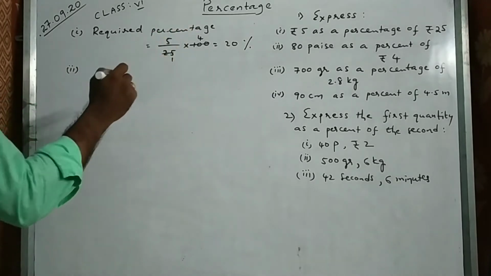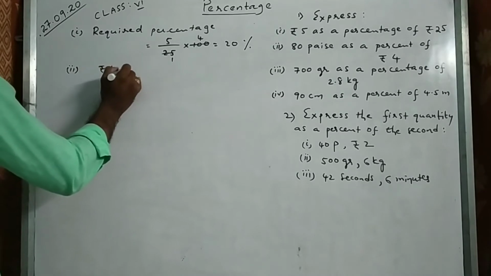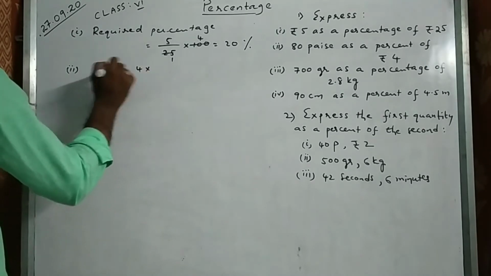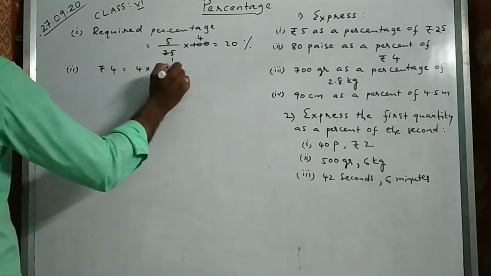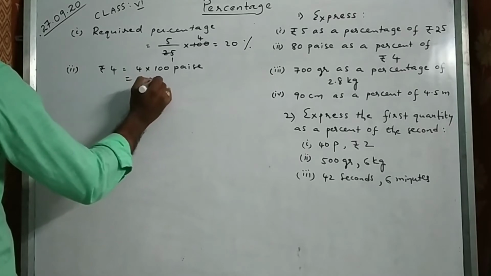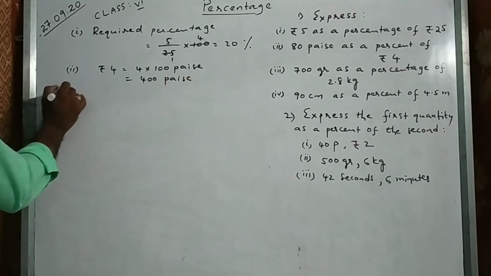Okay. Second one. Both are not in the same unit. Rupees 4 means 4 into, change it into paise. 1 rupee means how many paise? 100 paise, right? So 400. Clear?